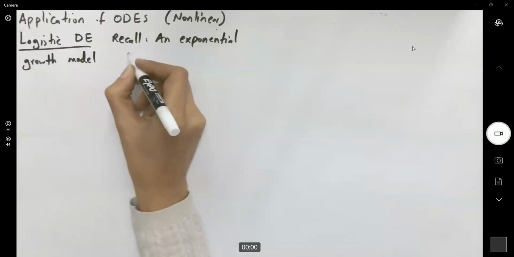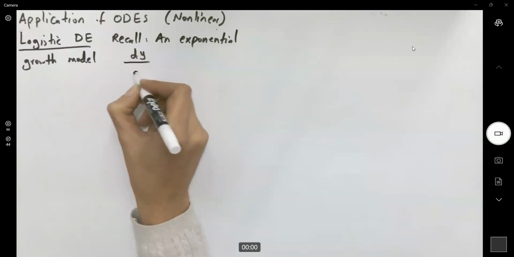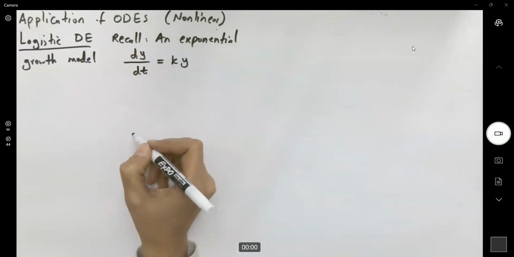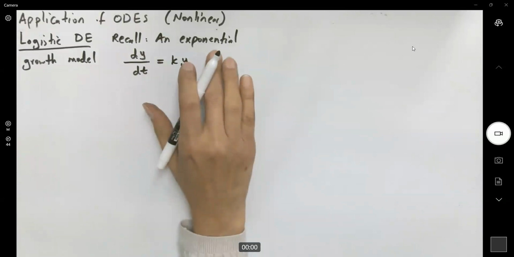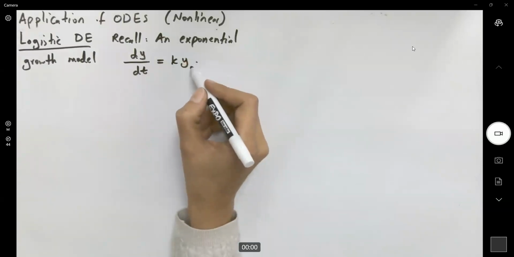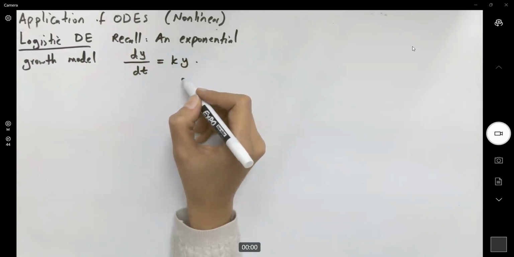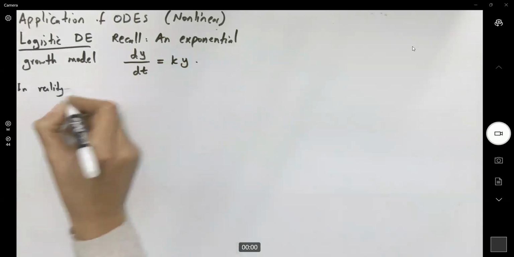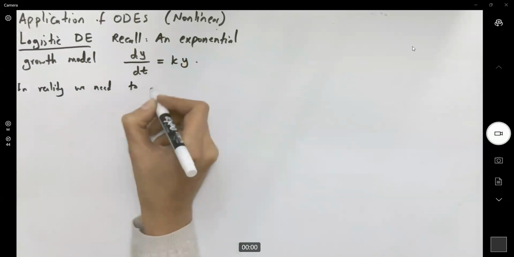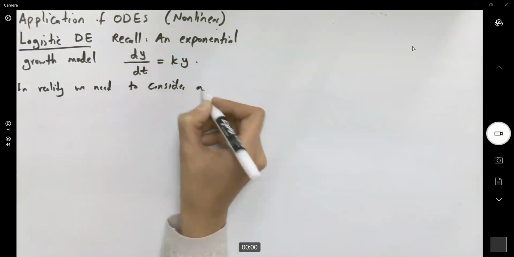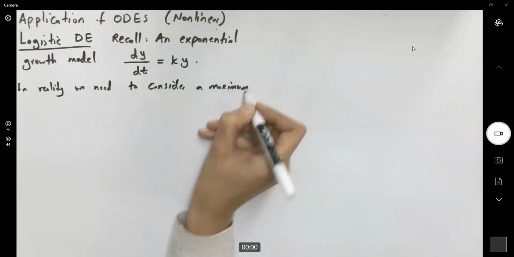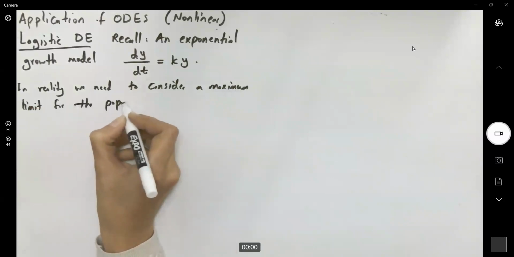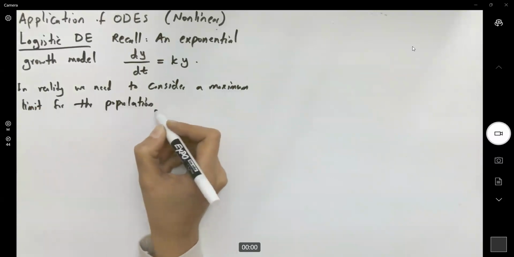our assumption was that the rate of change of the population with respect to time is proportional to y itself, so k times y. But in reality, when we are dealing with the population, we need to consider that there is a maximum or limitation for the population. In reality, we need to consider a maximum limit for the population. It cannot grow indefinitely.